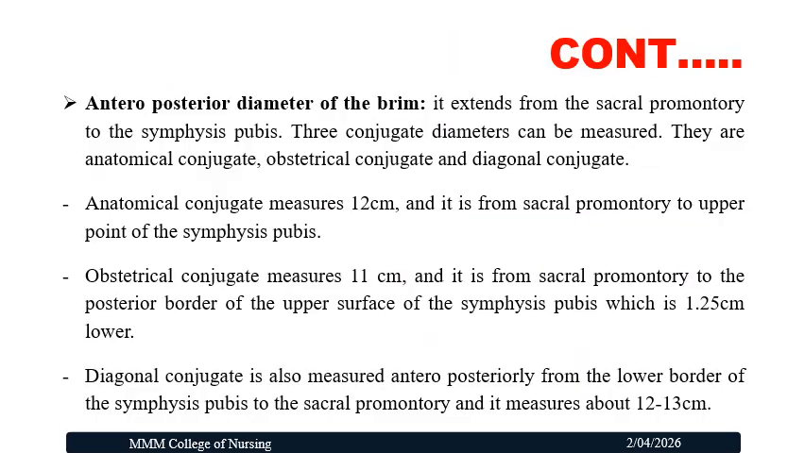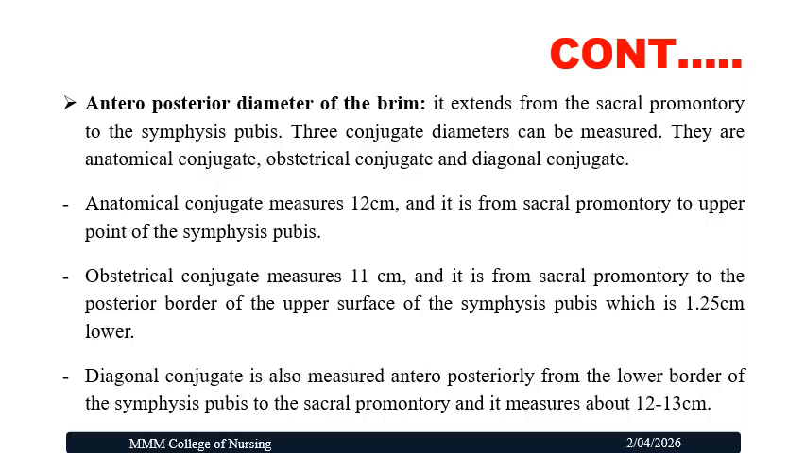Coming on to the brief discussion about all the three diameters. First is the anteroposterior diameter. I have discussed this by showing the image. It extends from the sacral promontory to the symphysis pubis, and it has three conjugates. They are anatomical, obstetrical and diagonal conjugate.